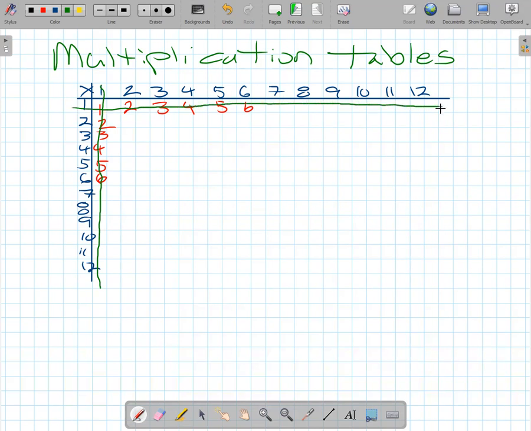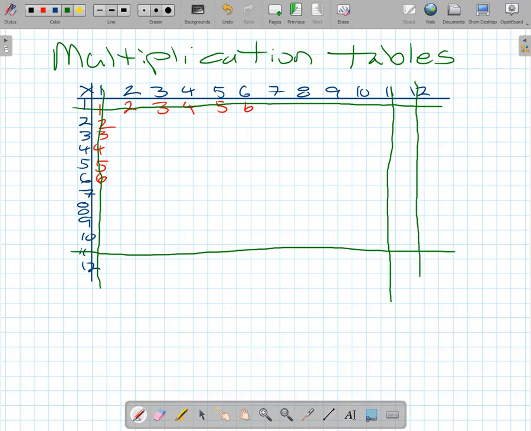Multiplying by 11 is pretty easy. That's just double digits for each single digit. So we really don't need 11. Now, kids know how to multiply by 2 and 10, so I don't think it's really necessary to memorize multiplication by 12.